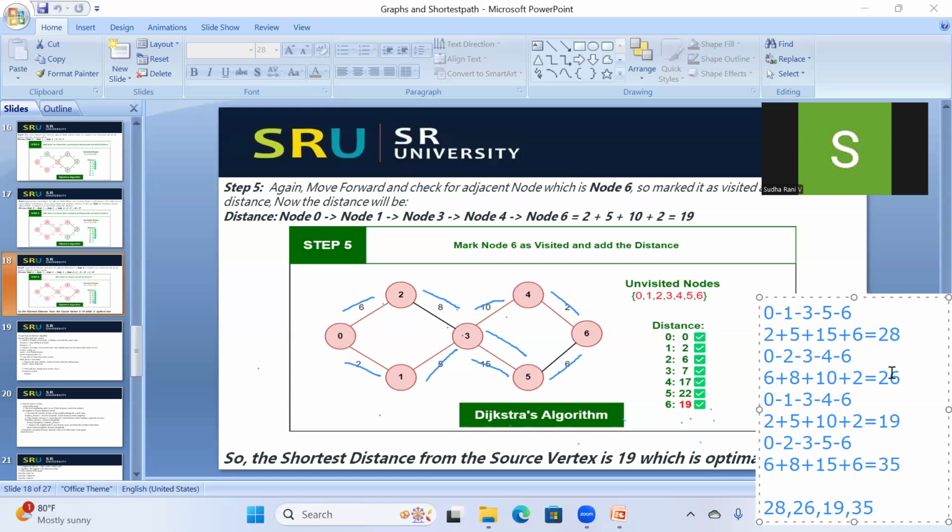So which path did we get 19 from? We got 19 from the path 0 to 1, 1 to 3, 3 to 4, and 4 to 6. Like this, we have to calculate for every iteration. We have to balance the visited nodes as well as the unvisited nodes, and we have to check for the shortest path by using Dijkstra's algorithm.